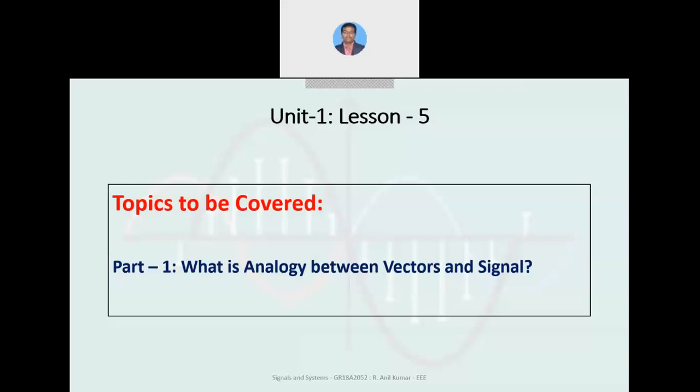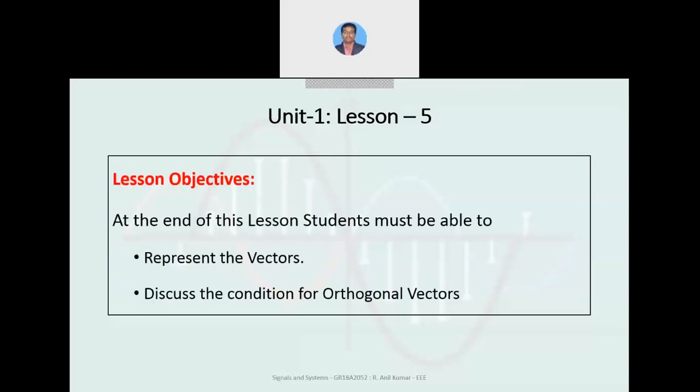In this lesson, we are going to cover the analogy between vectors and signals, part 1. So what do we mean by vectors, how they are represented, and how these orthogonal vectors can be represented so that they can be made analogous to the signals. In this lesson, we are going to discuss only how orthogonal vectors are represented, and in the next lesson, we can relate the vectors with the signals.